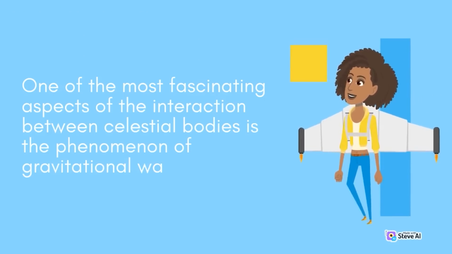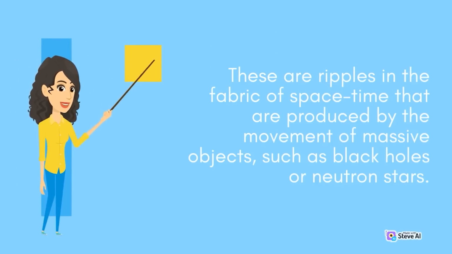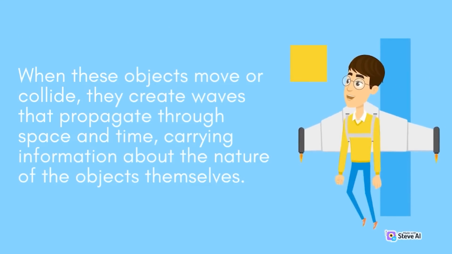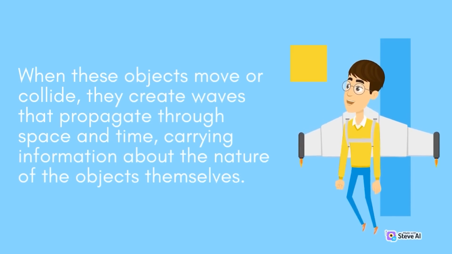One of the most fascinating aspects of the interaction between celestial bodies is the phenomenon of gravitational waves. These are ripples in the fabric of spacetime that are produced by the movement of massive objects, such as black holes or neutron stars. When these objects move or collide, they create waves that propagate through space and time, carrying information about the nature of the objects themselves.